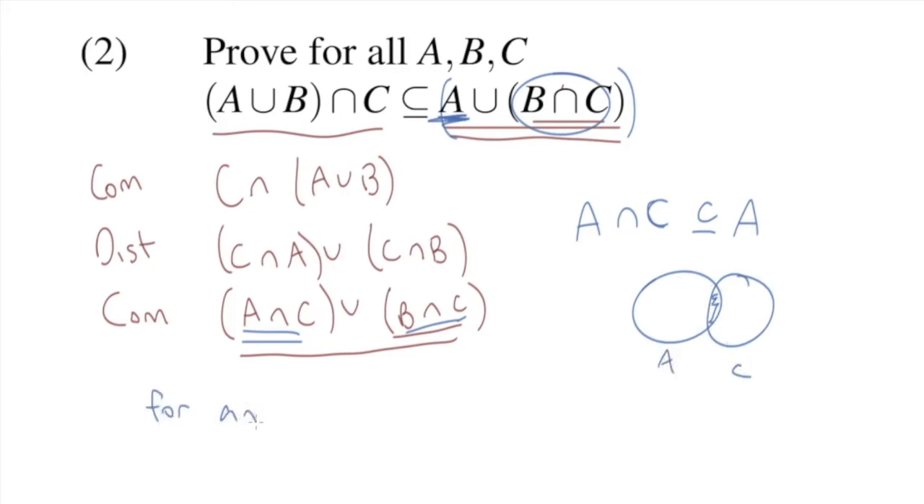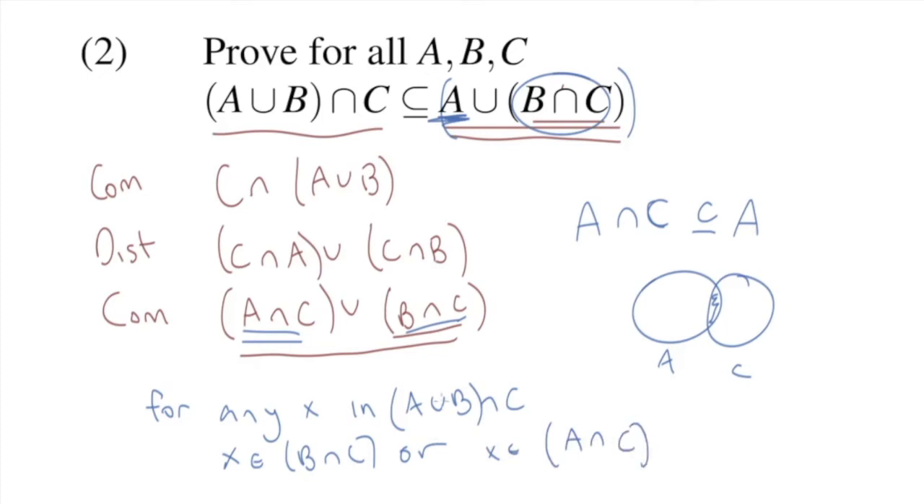So for any X in A union B intersect C, X is in B intersects C, or X is in A intersects C. If X is in B intersects C, it's in this set, so it's already in this union. If X is in A intersects C, then it's also in A, by this law here. So it will be in this side of the union, okay?